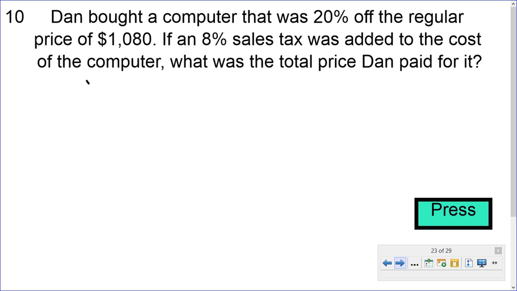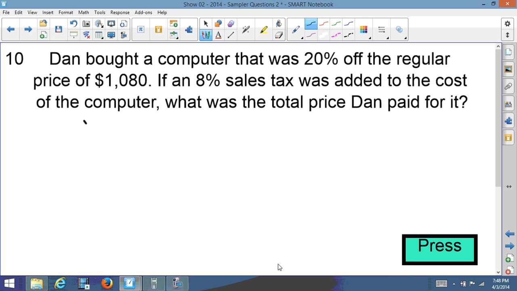Okay, now we got a lot going on here. We have a price of a computer that Dan is buying, and we have a 20% discount. So it looks like I'm going to need my calculator, so let me get my calculator up down there. All right. So let me get my formula to deal with this. So my total cost is equal to the original price times 1 minus the discount rate. So my original price was $1,080. There was a discount I'm going to pay of 20%.